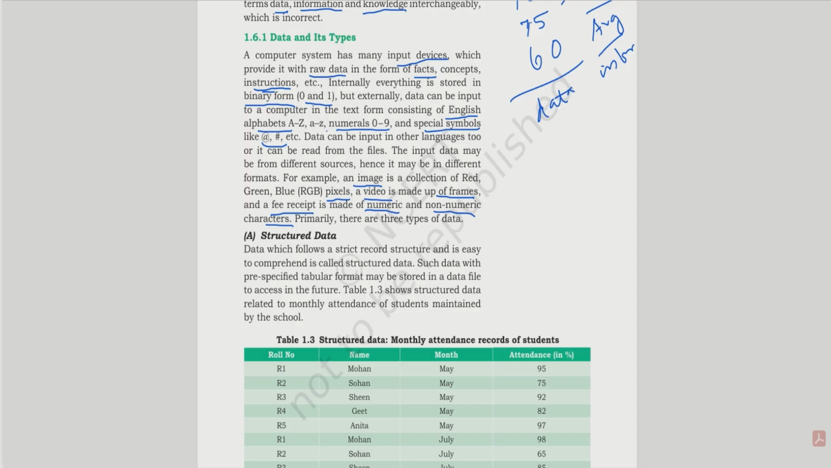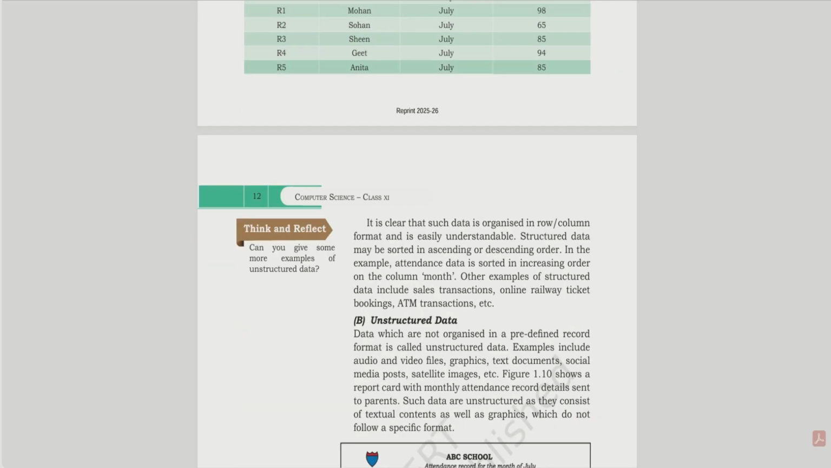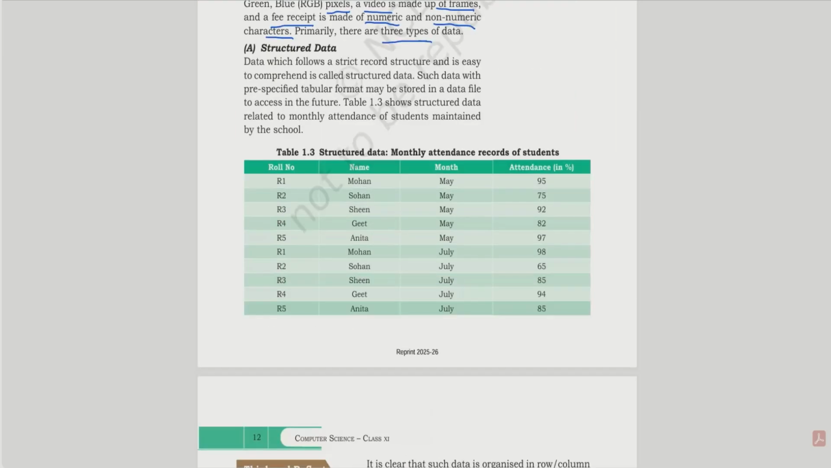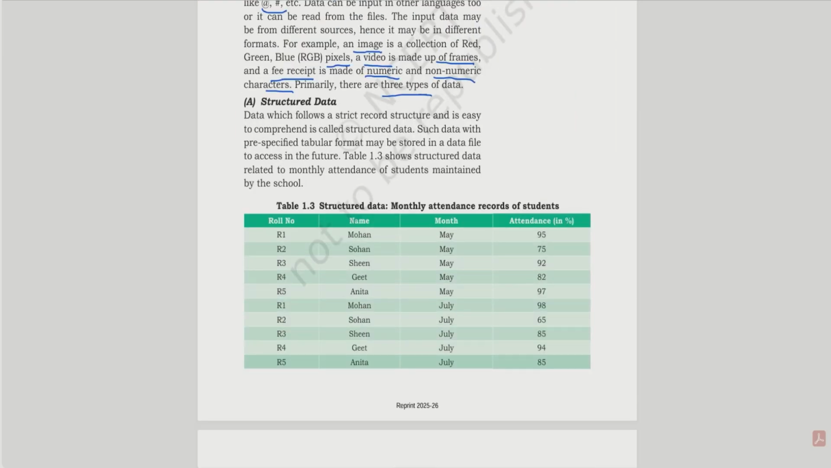Based on this, we classify the data into three types. One is structured data. Next is unstructured data, and the third one is semi-structured data. We shall see them one by one. The first one is structured data.